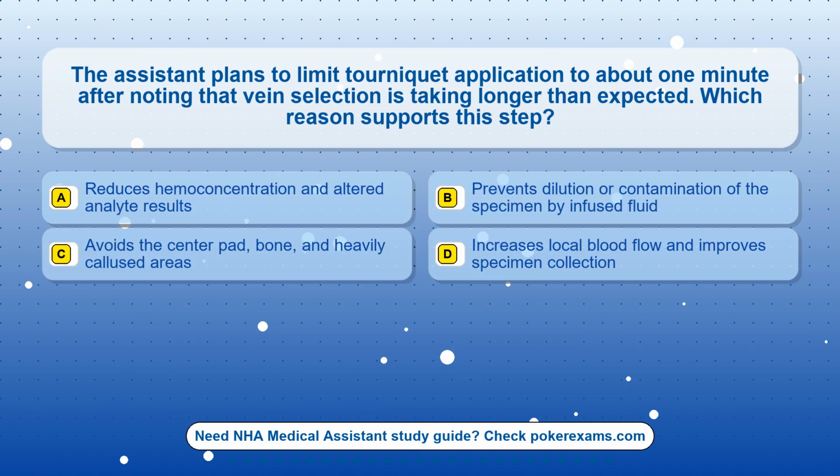Question 17. The assistant plans to limit tourniquet application to about 1 minute after noting that vein selection is taking longer than expected. Which reason supports this step? Option A. Reduces hemoconcentration and altered analyte results. Option B. Prevents dilution or contamination of the specimen by infused fluid. Option C. Avoids the center pad, bone, and heavily calloused areas. Option D. Increases local blood flow and improves specimen collection.